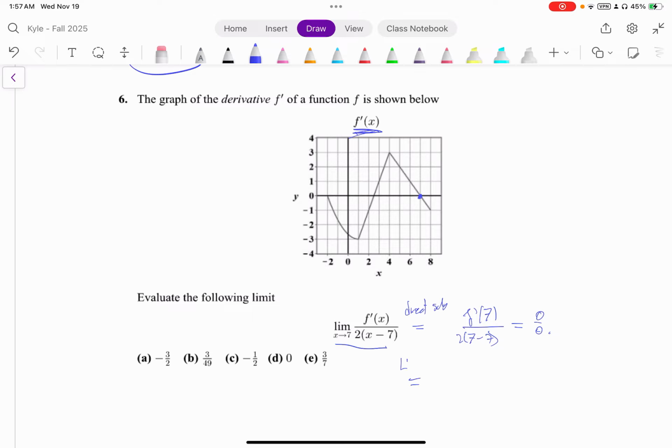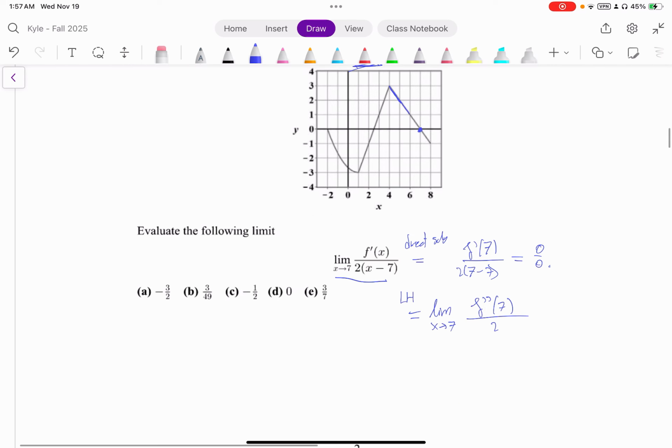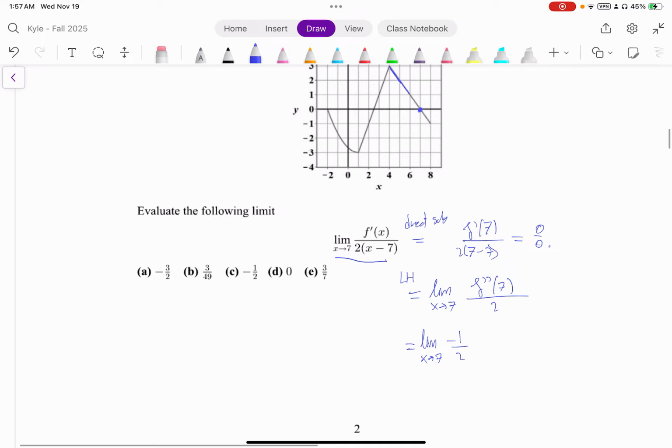So we have 0 over 0. So let's try L'Hopital's rule. In this case, this is the limit as x goes to 7 of f double prime at 7 over the derivative of 2x minus 7, which is just 2. Sorry, the derivative of x minus 7 is just 1, so 2 times 1, which is 2. F double prime at 7, that's just the derivative at 7, which you can see the slope of this line is -1. As we move to the right 1, we go down 1. So the slope is -1. So this is -1 over 2. Don't drop the limit sign, which is just -1/2.